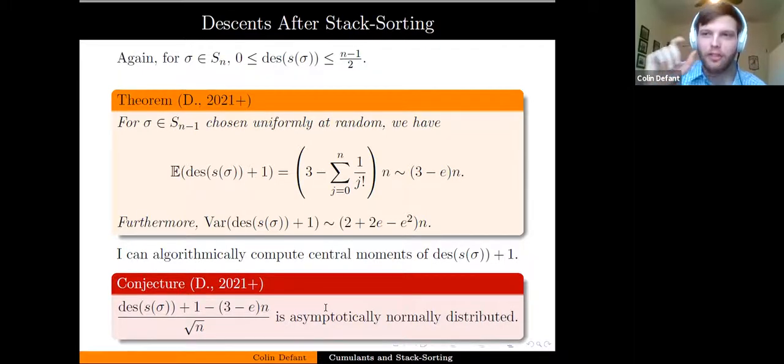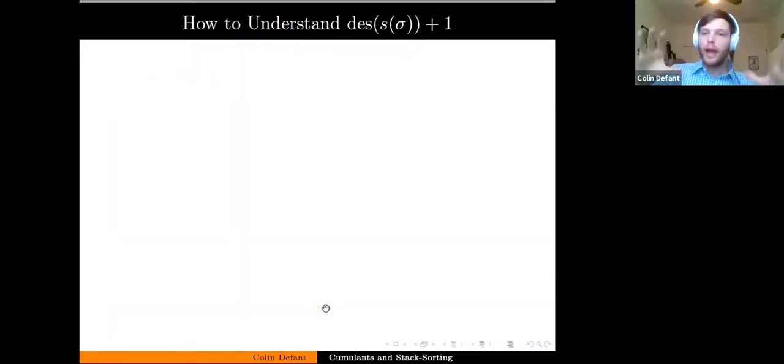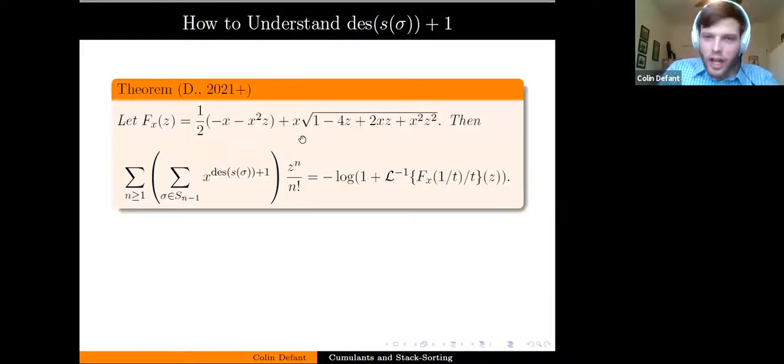I'll mention a possible approach that I haven't gotten to work in a minute. That would be like a simple combinatorial approach. But for now, let me just mention that the way I'm getting a hold of this expected value and the variance and these other moments is it's actually a consequence of this more general theorem here. And so this theorem says, first, I'm going to let f sub x of z be this weird thing here. Don't worry about what this is. It's just some expression involving x's and z's. So it's just something.